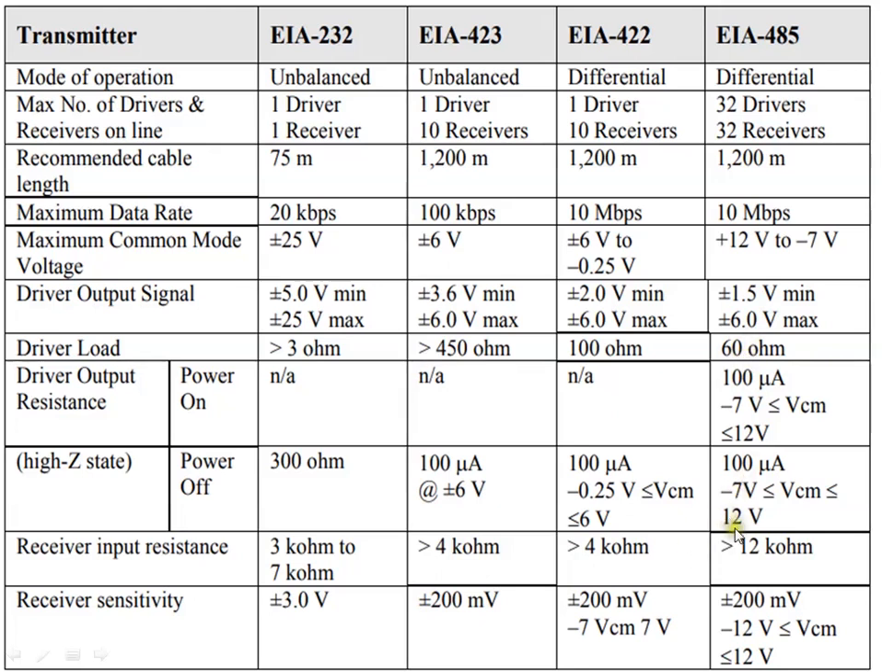Here we can see another important parameter, the receiver input resistance, which is greater than or equal to 12 kilo ohms. If this 12 kilo ohms is increased to a much higher value, the number of devices connected on this bus can be further extended. It is 32 as per the standard if we keep 12 kilo ohms, and if the resistance is increased, the number of devices, that is 32, can be increased further. And the receiver sensitivity is ±200 millivolts, which we have discussed earlier.